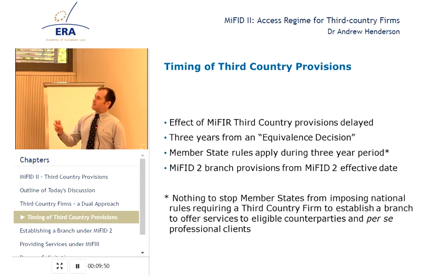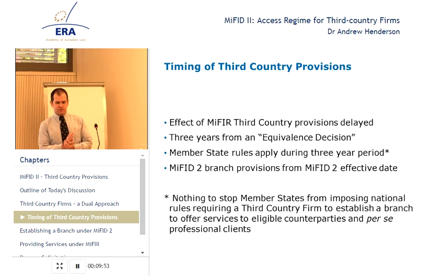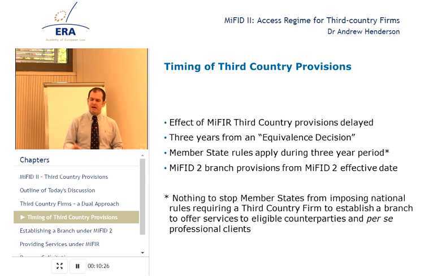Just to talk a bit about the timing of the third country provisions, because I think this is important. The effect of the MiFID third country provisions is that they are delayed for 3 years, and this is after implementation, because there has to be an equivalence decision made by the Commission on the third country. During that transition period, the member state rules may apply, and that's why, for example, this overseas persons exemption in the United Kingdom and other similar rules is quite important. However, the MiFID II branch provisions will come into effect from the effective date for MiFID II.